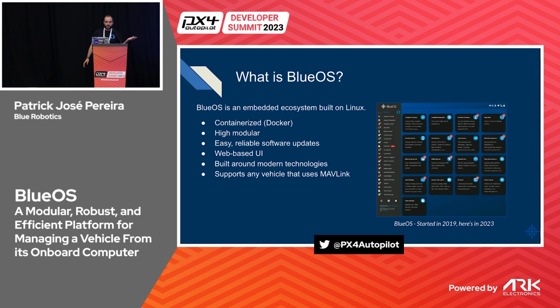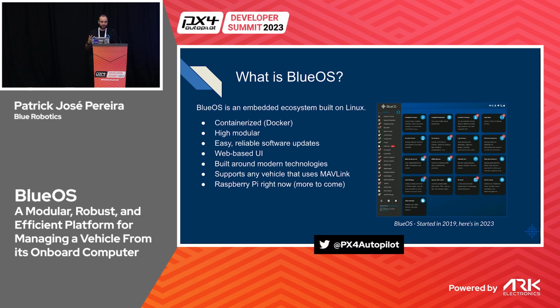We also support any vehicle that uses Mavlink. By default, the only protocol that we support is Mavlink. We do have plans to support other protocols as well, but for now, that's enough for us, and to support other flight controllers as well. And at the moment, we only support the Raspberry Pi as an image. So we deploy Raspberry Pi images in OCI. You can take a look on GitHub.